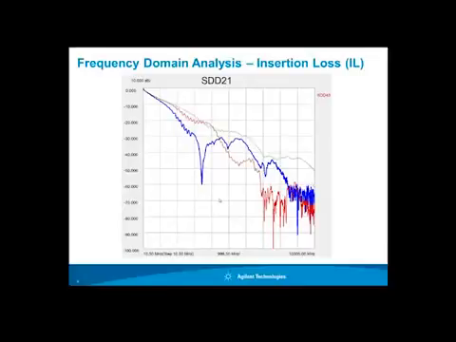Here's a typical frequency domain analysis looking at insertion loss of 3 differential channels. And you can just see it's basically the frequency response that is seen by a differential signal as it propagates through the differential channel. So it's simply frequency response, an easy way to think of this.